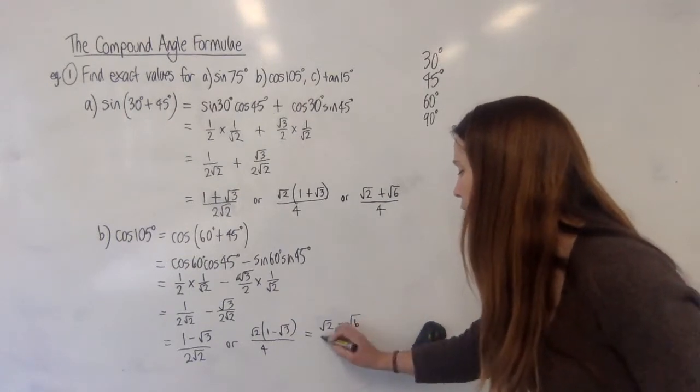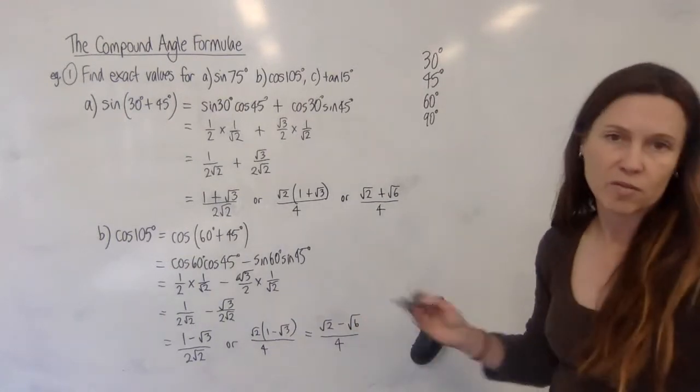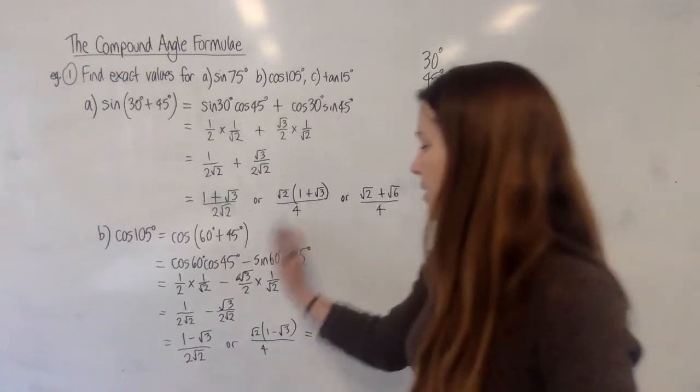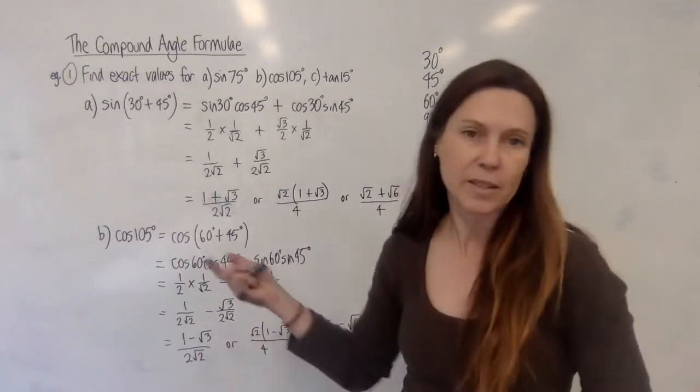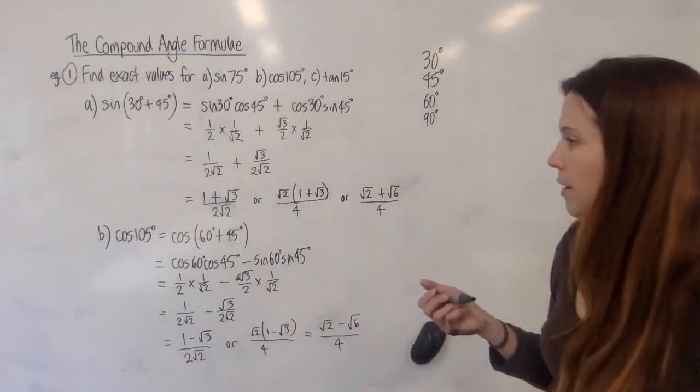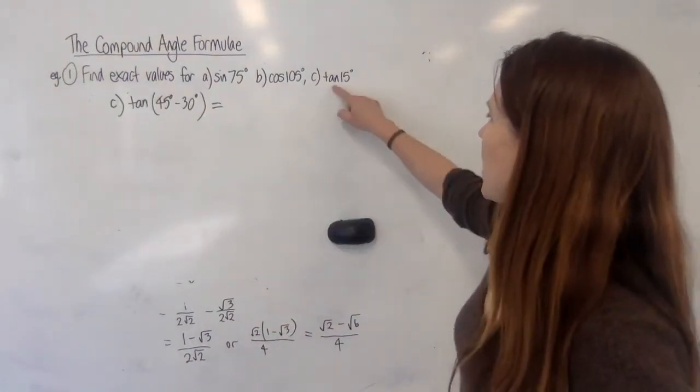Now don't overfiddle with your answers unless you've got a reason to do so. As soon as you get to something that's pretty tidy, unless you've been specifically asked to rationalise the denominator, you could stop there. And now the last one, I've got the tan of 15 degrees.